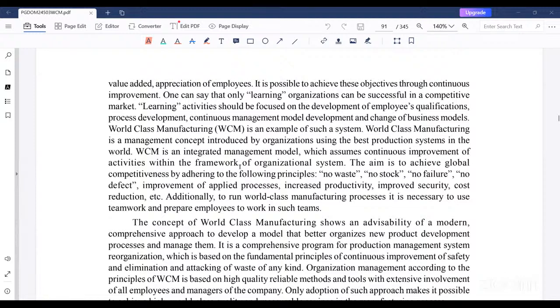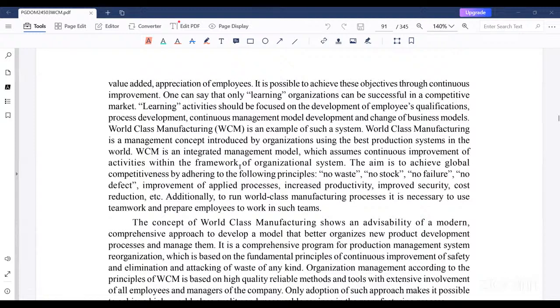Similarly, a learning organization is one that learns in the course of production of any product, and their focus is on the development of employee qualifications, process development, continuous management model development, and changes in business models. These are all examples of world-class manufacturing. And this concept was introduced by organizations using the best production systems in the world.